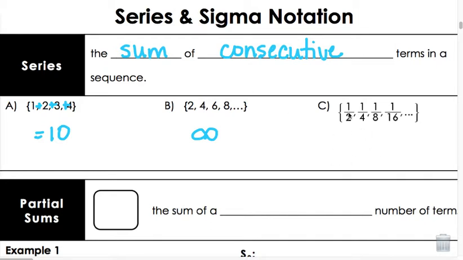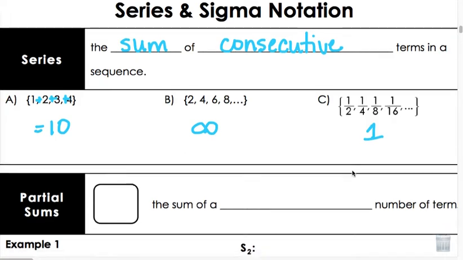Letter C, we're adding 1/2, and then it looks like we're doing half of 1/2 is 1/4, half of 1/4 is 1/8, and we're going to keep on doing that and breaking it down forever and ever. Essentially, if you add all those fractions up together, you will get the number 1.